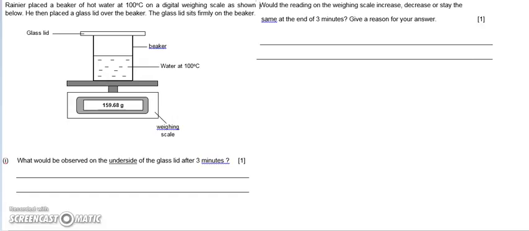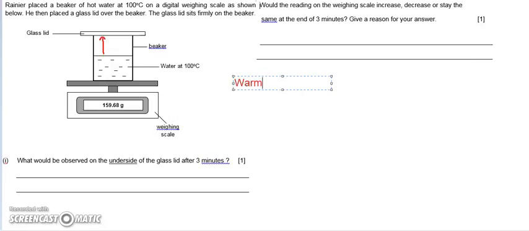Right, so you have a beaker of hot water here. Hot water evaporates faster, we all know that, right? What would be observed on the underside of the glass lid? Okay, so as the hot water evaporates, it meets the glass lid. Now the glass lid is at room temperature, so there will be some heat loss. Whenever water vapor loses heat to a colder surface, water droplets will form because of condensation.